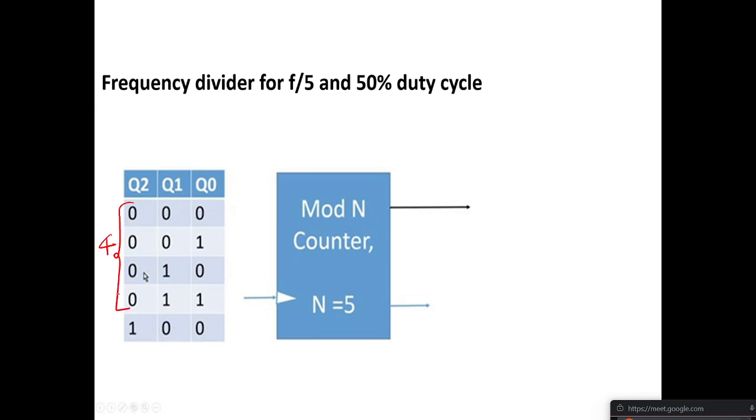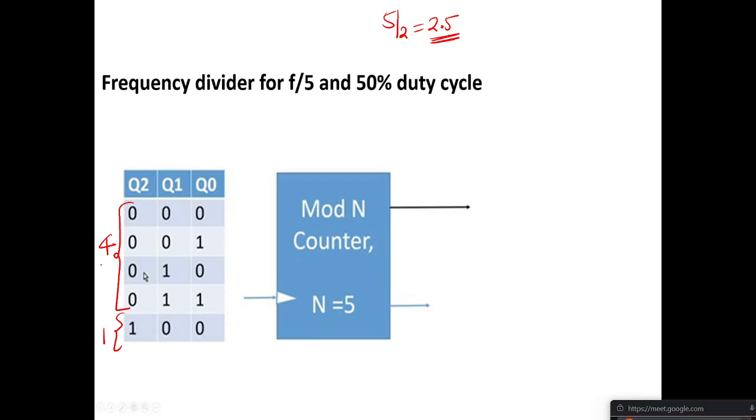Next, if it is a modulo-5 counter, 50% duty cycle: this is off for how many clock cycles? 4. This is on for 1 clock cycle. So 5 divided by 2 is 2.5, right, sir? Yes. It should be on for 2.5 clock cycles and it should be off for 2.5 clock cycles.